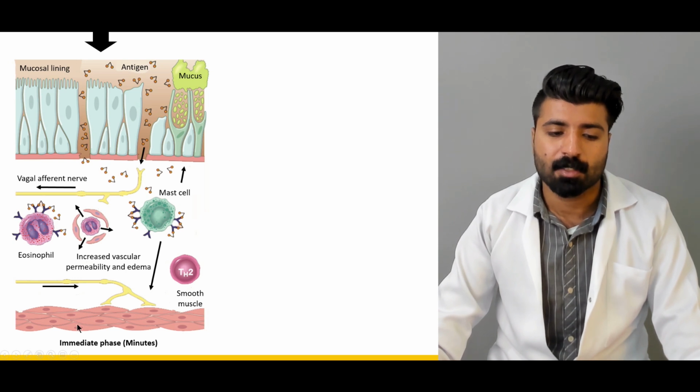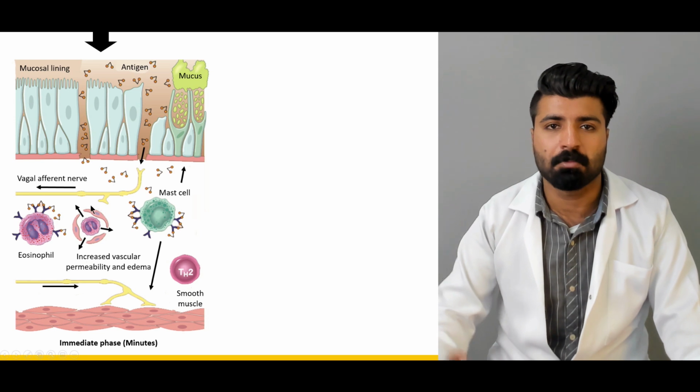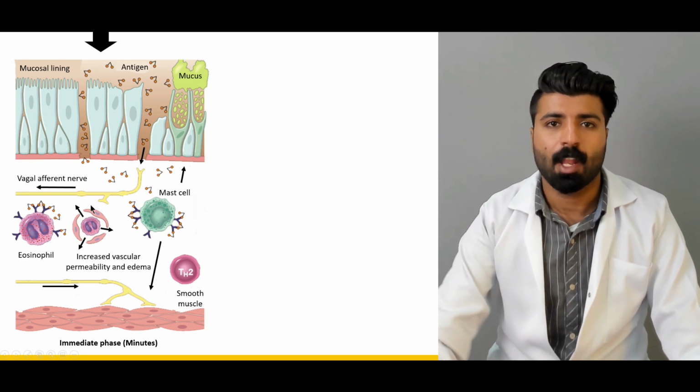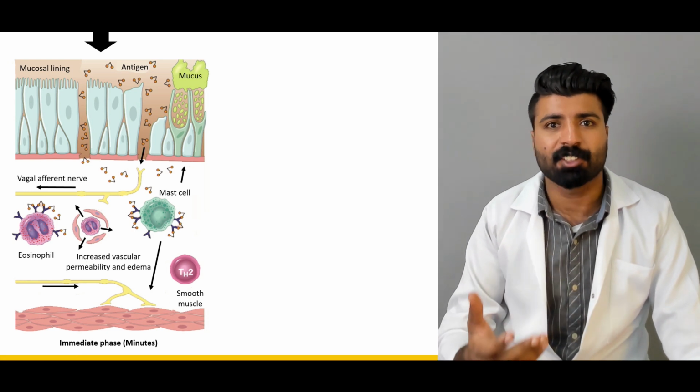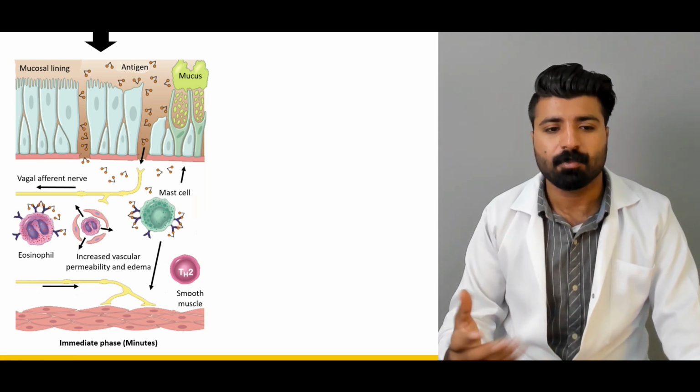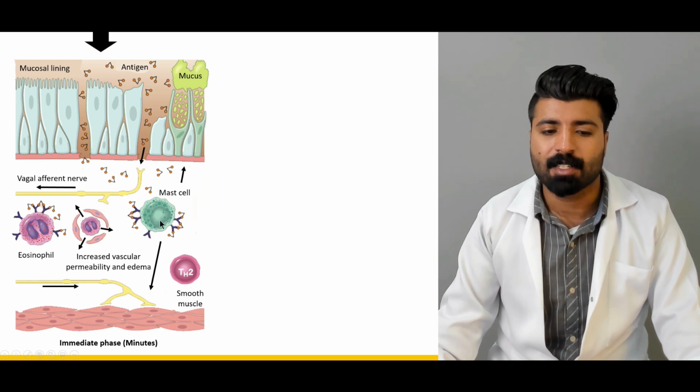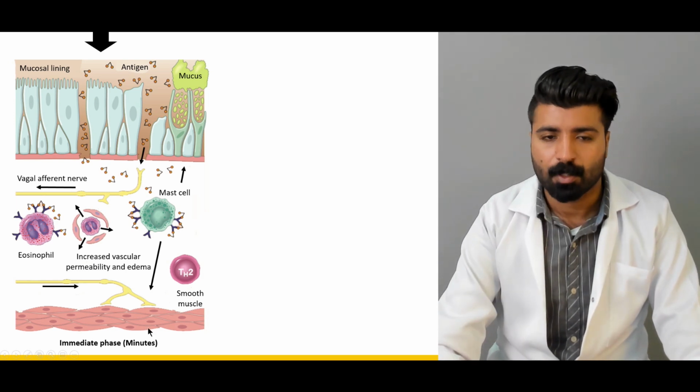So these mast cells are going to increase this edematous phase, and this all happened inside minutes. Antigen came in. What happened? It sensitized it. What happened? Mast cells took it. Increased vascular permeability happened. Eosinophils happened. Th2 was there, and smooth muscle edema happened. This happened in a minute.